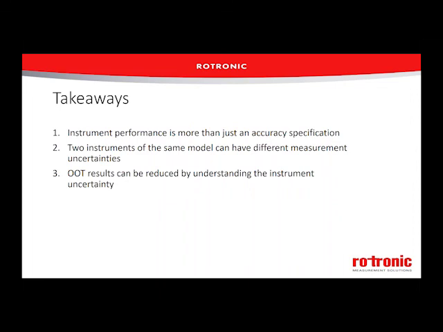If we want to really start to reduce our out of tolerances, the more we can understand about the instrument, how it behaves, and the different uncertainty components that it has, the better we're able to limit the risk of an out of tolerance. There's always going to be some risk of it, but the more that we know about the uncertainty sources, and the better we can estimate those, the better chance we have of reducing the risk of out of tolerance.